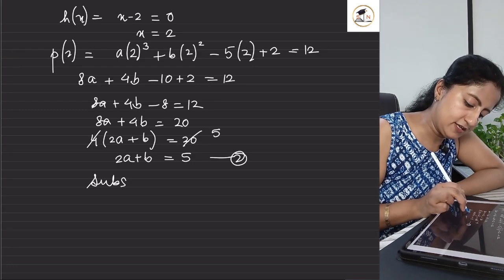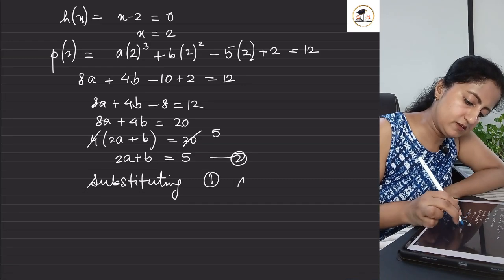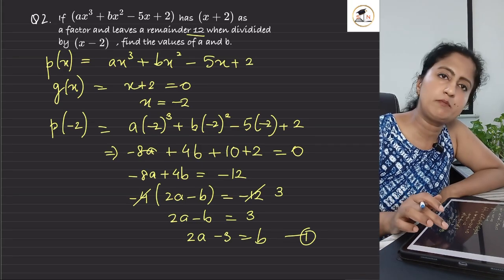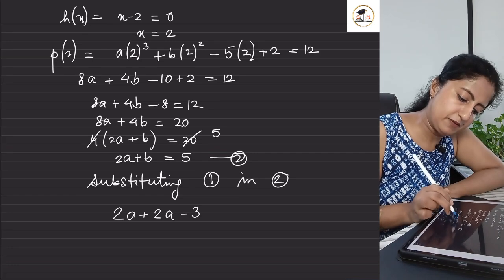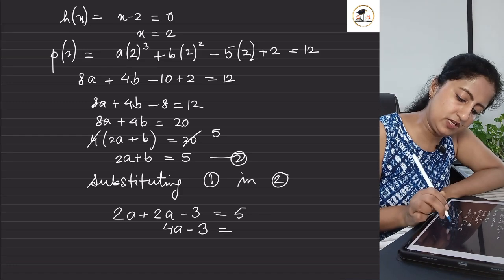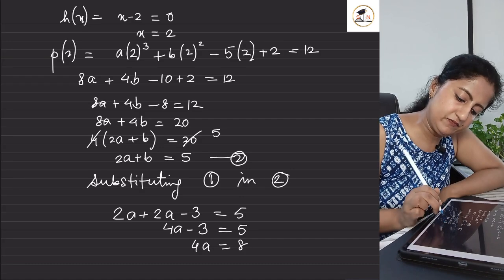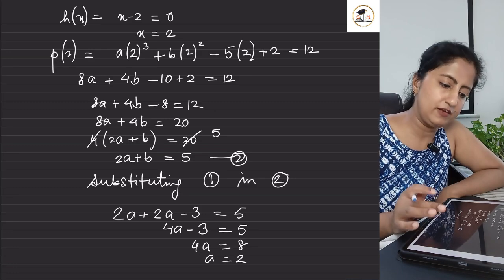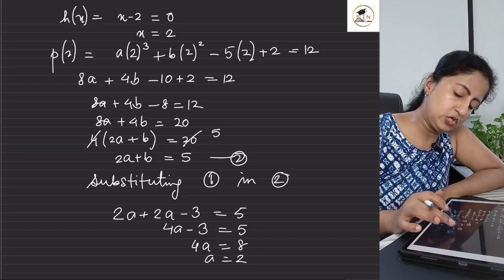So over here I will write substituting 1 in second. And what was my b? b was 2a minus 3. So it becomes like this. That is 4a minus 3 equals 5. 4a equals 8 and a comes out to be 2. So we have found the value of a now. We need to find the value of b. b was 2a minus 3.